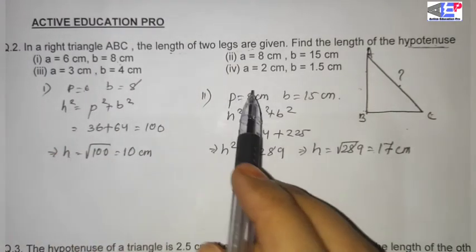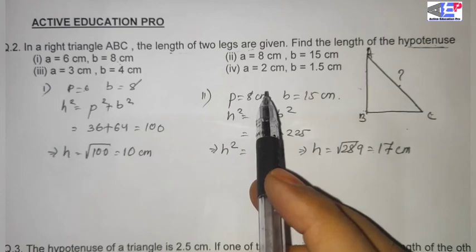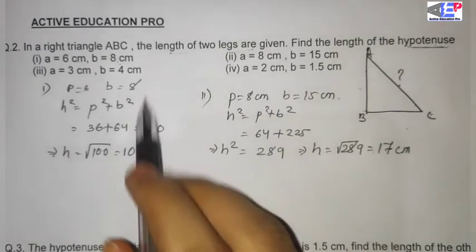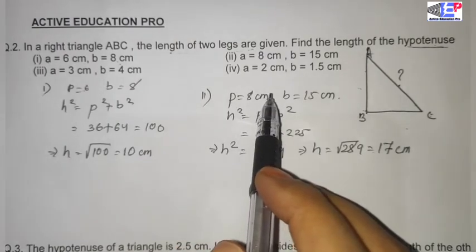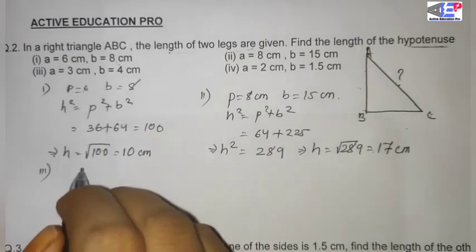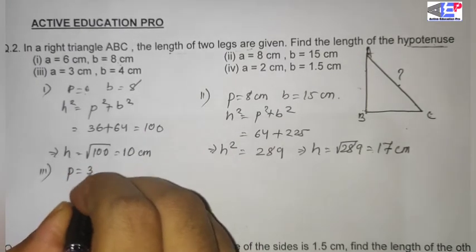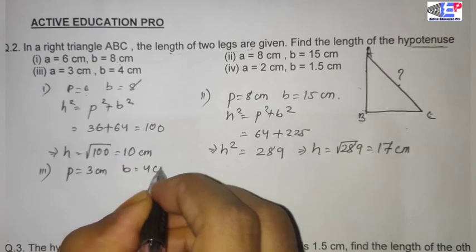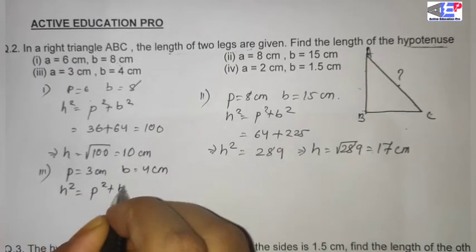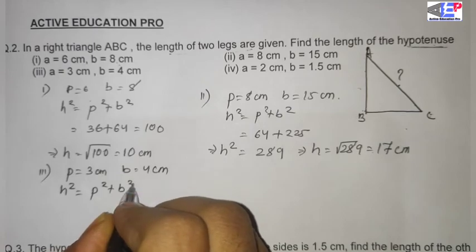Here all the 4 questions carry different values for perpendicular and base, so we get different values for the hypotenuse of these 4 bits. Okay, then next question number 3. A is equal to 3 centimeter and B is equal to 4 centimeter. So P is equal to 3 centimeter and B is equal to 4 centimeter. Pythagoras theorem says that H square is equal to P square plus B square. Don't forget to write the formula, because if you write and practice the formula, it is better for you in your future.